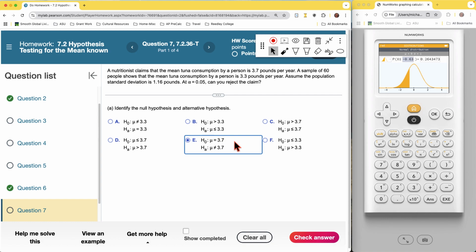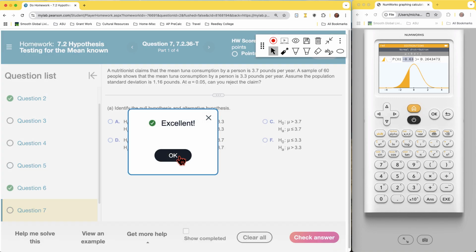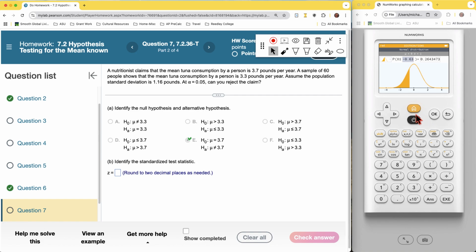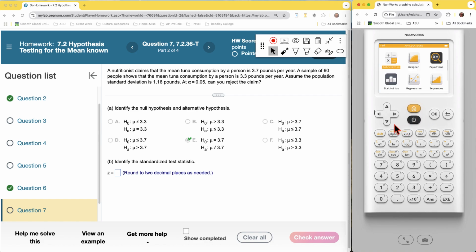Well, let's go through this. Sample of 60 people shows that the mean tuna consumption by a person is 3.3 per year. Assume the population standard deviation is 1.16 and an alpha of 5. So we'll check our answer as well. What we have to put in here, do this one and then we'll leave it at that. We're doing a test. We're doing a mean, one mean, and this is going to be a z-test because we're given the standard deviation of the population.